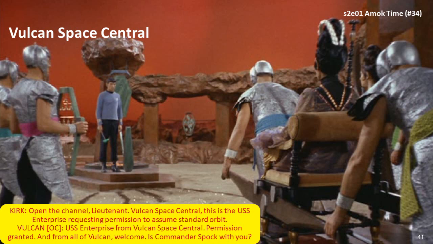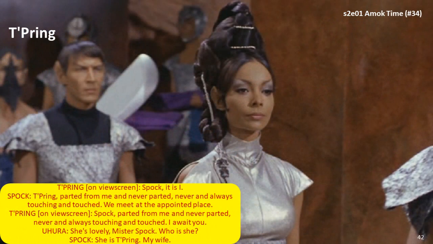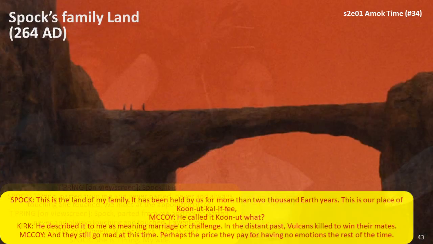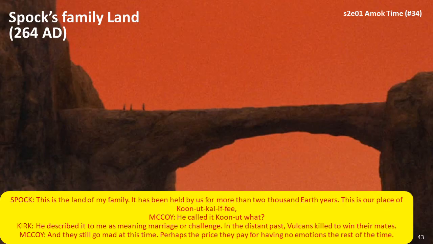We discover that Vulcan has something called a Space Central. I'm not sure if it's a military or civilian organisation. Spock apparently has a wife, or at least a promised wife. Considering he had a fling with an Earthwoman on an earlier episode, Spock does not seem to be a very faithful person. Good thing they did not marry in the end. It also appears that Spock's family had held a piece of land for over 2,000 years, which may be a reflection of their longevity or of the high status of Spock's family. I suspect a combination of both.